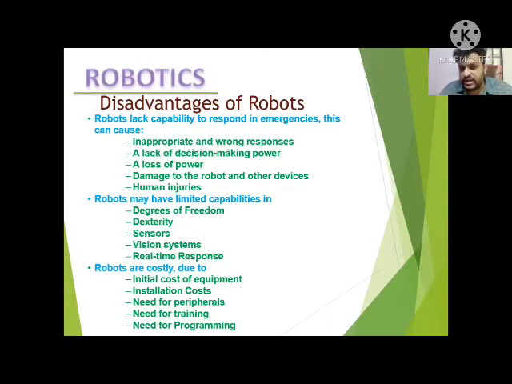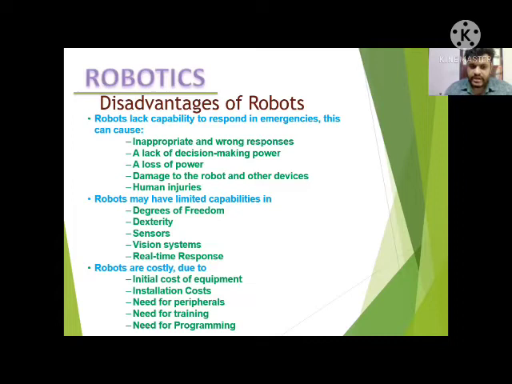Then another disadvantage is that if any problem occurs in a robot, it may harm humans. That is a major concern. We were told in the first law of robotics, sorry, zeroth law of robotics, that a robot should not harm humans. But sometimes, due to some issues, it may harm humans. That is a major disadvantage. Sometimes only, but nowadays these robots are working properly and no issues are there.